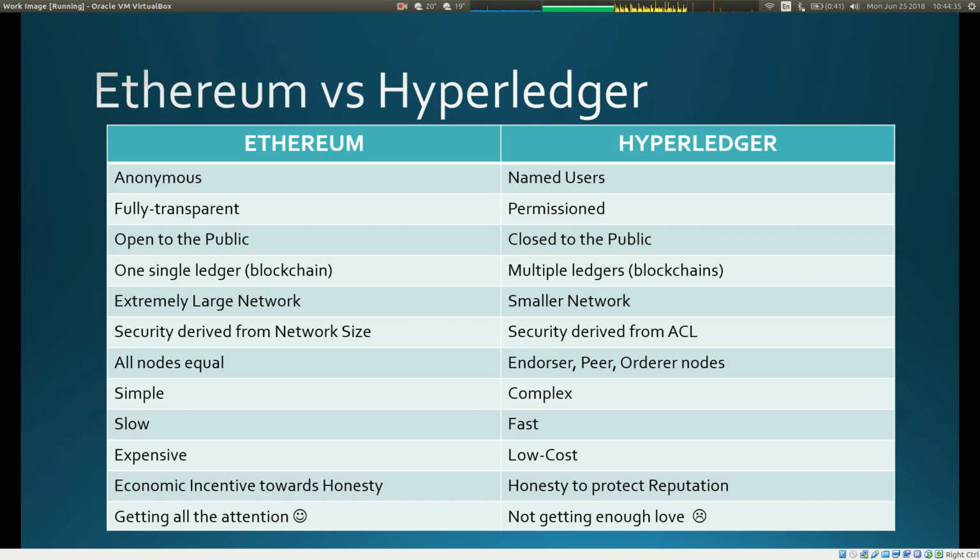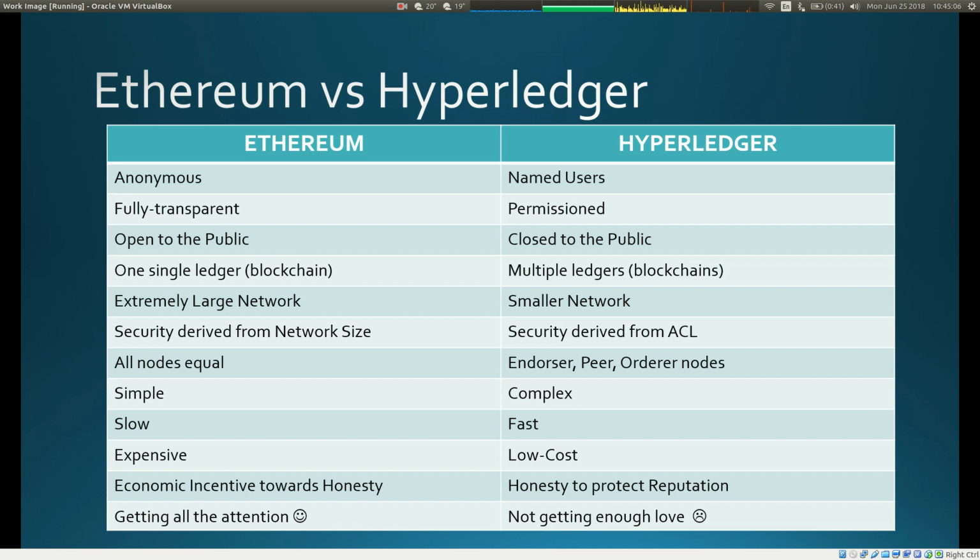But in the Ethereum public permissionless world, we're used to everyone being anonymous or highly anonymous and all data being fully transparent because that data is open to the public. In Hyperledger, again, we have named individual users. We know who all the participants are. And that lets us draw up permissions about who can write and who can read data to the blockchain. And so by default, Hyperledger is going to be closed to the public, and only those people granted access will have access.